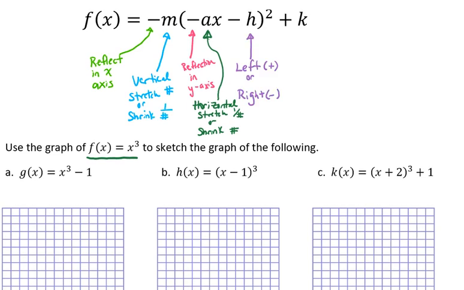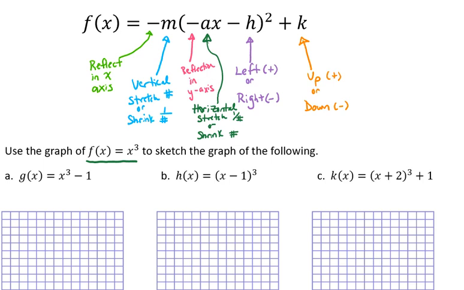Our h moves the graph left and right. Left if we see a plus sign, and right if we see a minus sign. Remember that all of the things inside lie to us. They say one thing and they do another. So if we see a plus, we go left. If we see a minus sign, we go right. So just remember that. And then our k is responsible for shifting the graph up or down. Up if we see a plus sign and down if we see a minus sign.